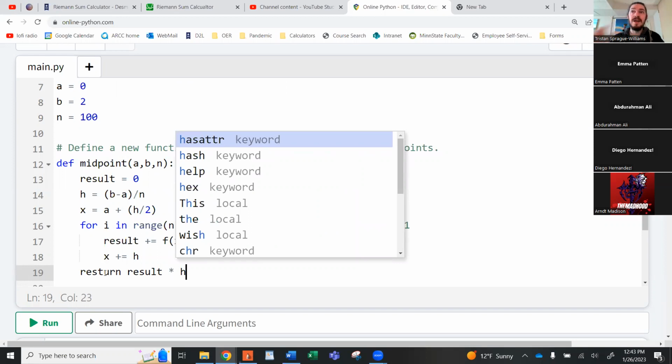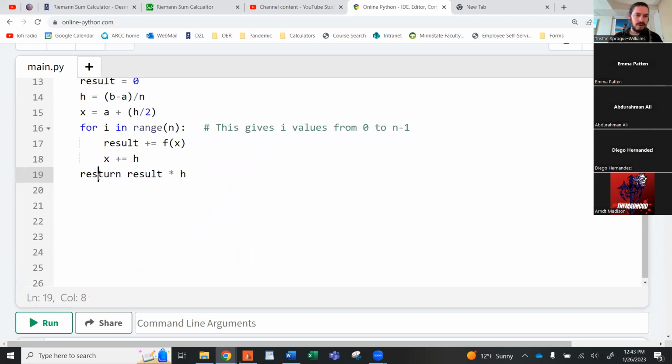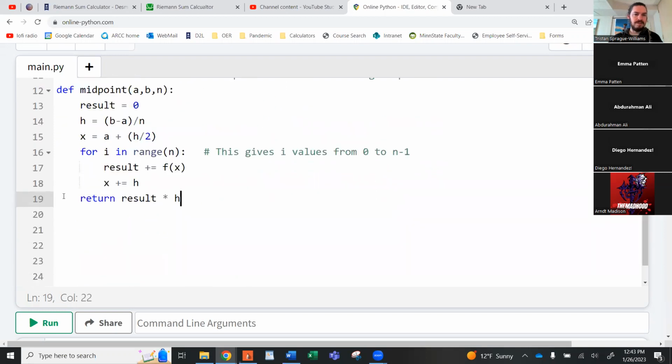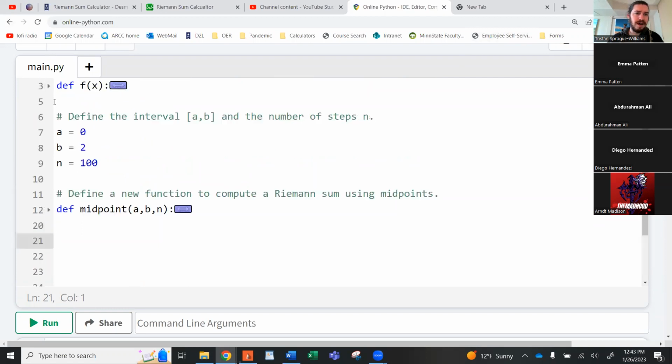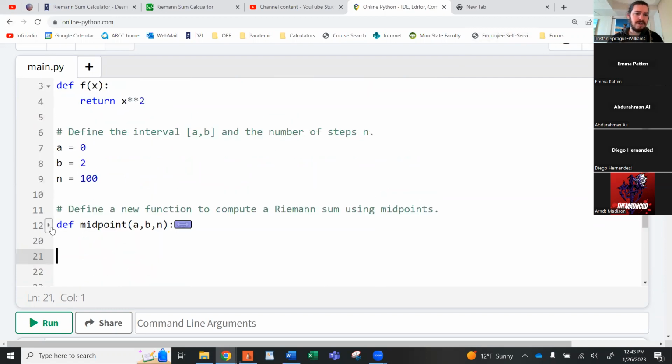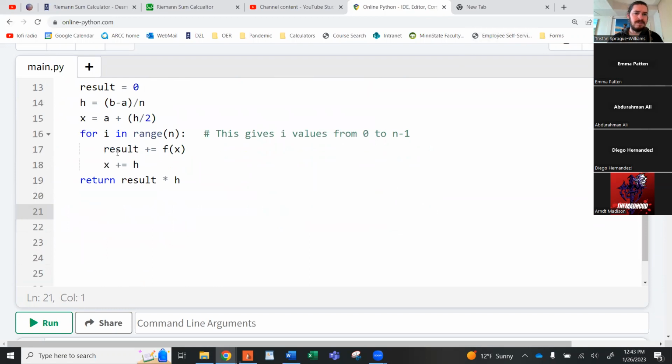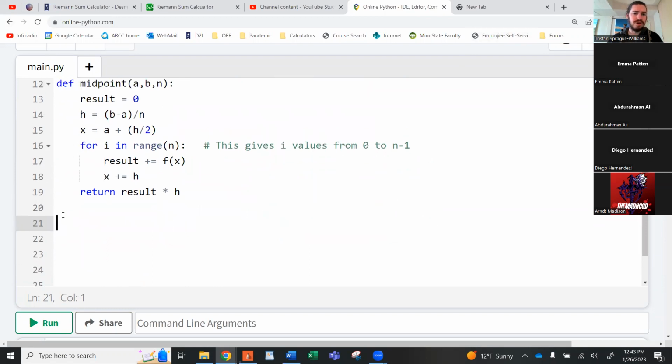Because remember, we need to take the sum of all the heights and multiply through by the width, distributing the width across and getting all the areas. Nope. Let's spell return correctly. Obviously, it's very picky about spelling. There we go. Cool. So now I can get out here, and that function is now done, right? This function is complete. It does its thing and it returns the result.